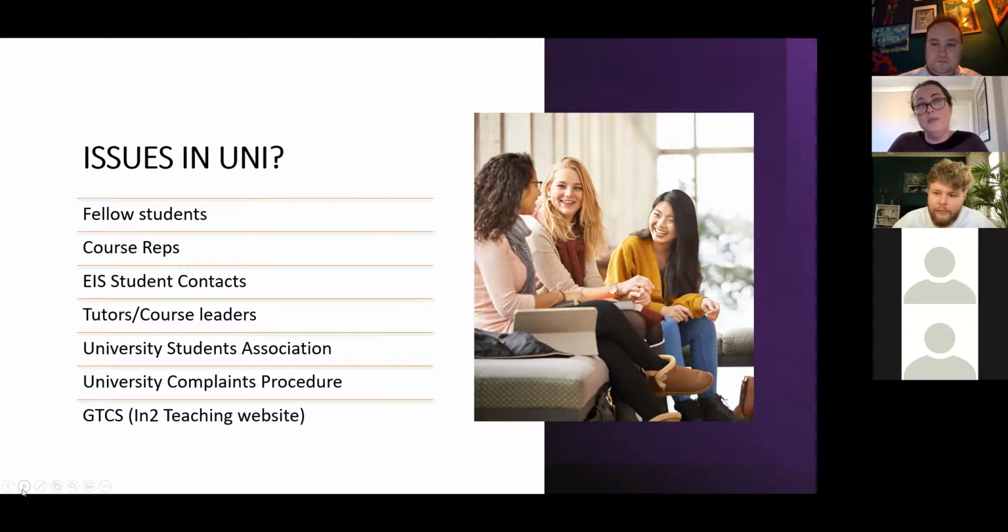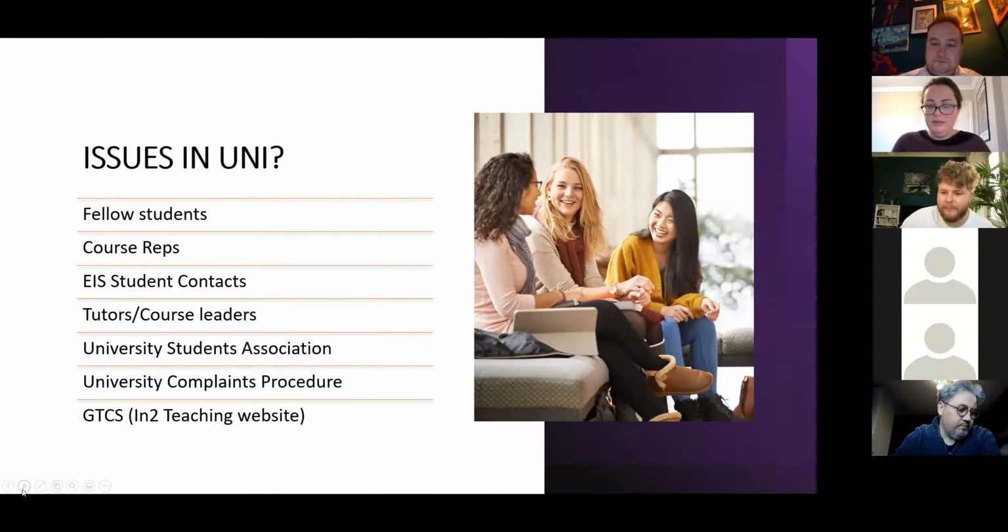I'm saying there's a plethora of information. I mostly go in there to look at the information about placements, but I know there's lots of other information for students and probationers as well. So that's what I want to say about uni and placement.